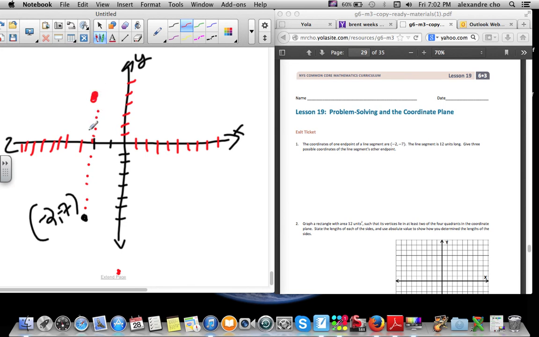And where's the location of that? It's going to be -2 and 5 up. This point right here is 12 spaces away from the original point. If you want to go left and right, I just say that. First one's up and down, this one's left and right. You're going to go 1, 2, 3, 4, 5, 6, 7, 8, 9, 10.